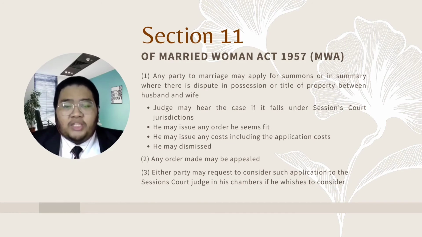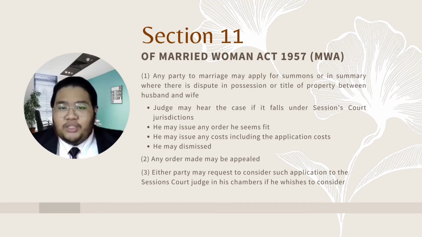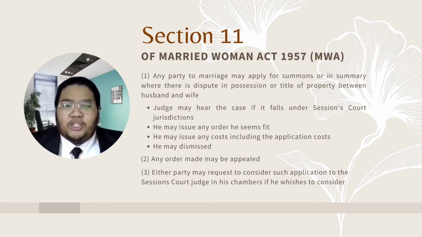Moreover, subsection 2 explains that any order made under this section may be appealed in the same manner as an order made by the same judge or sessions court judge in an action ongoing in the High Court or Session Court, as the case may be. Lastly, subsection 3 explains if either party requests it, the judge or session court judge may consider any such application in his chambers.